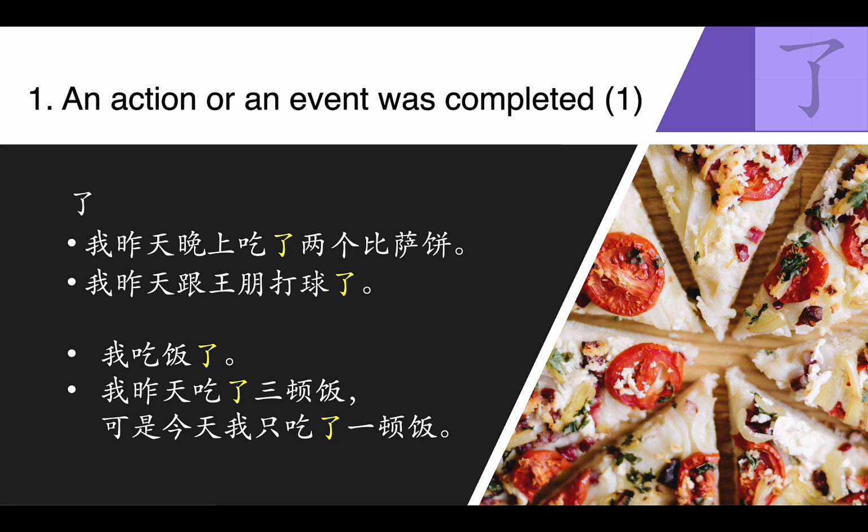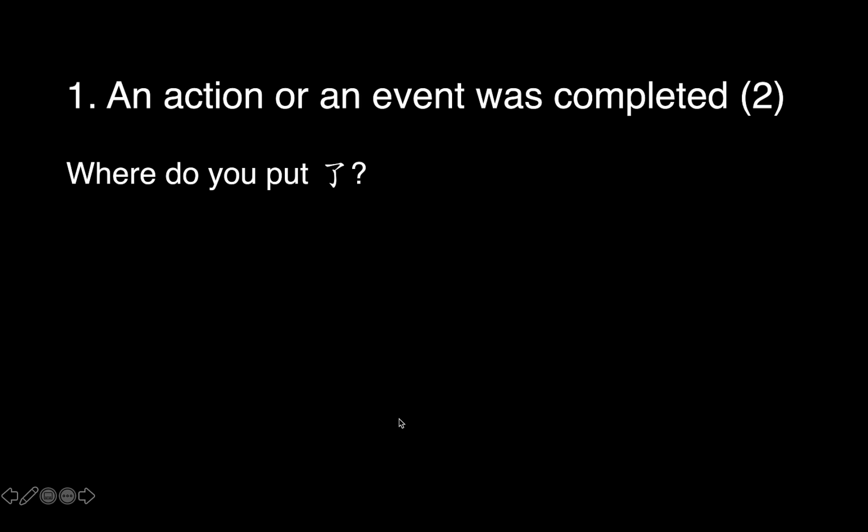Now we know that 了 indicates completion, and I want you to take a look at the location of 了. There are 2 different locations, right? One is right after the verb and before the object, and the other one is at the end of the sentence. So there are 2 locations. Pause here and just find the rule where we should put 了. Did you draw any conclusion about the location of 了?